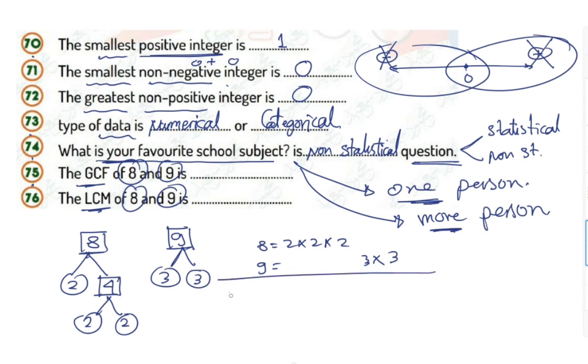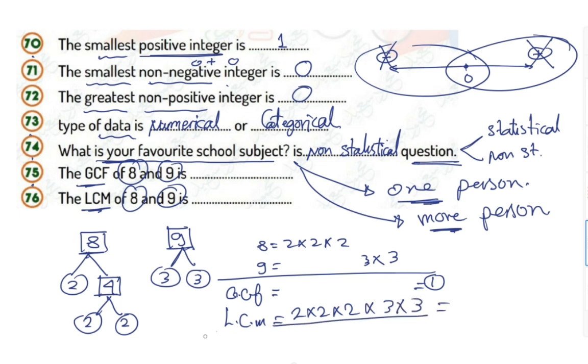Now, you find GCF. Where is the repeated? There is no repeated. That means 1. You need to find LCM. Take all. That's equal what? 8 by 9, 72. What do you note? We note that GCF between 8 and 9 is 1. And we know when you have prime numbers, you have GCF 1. When you have prime numbers, LCM will be the multiplication of them, like this one.